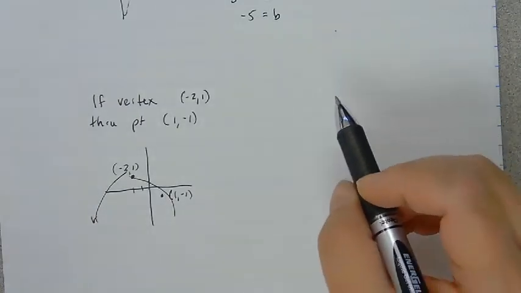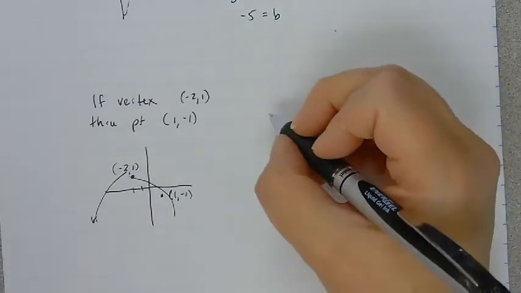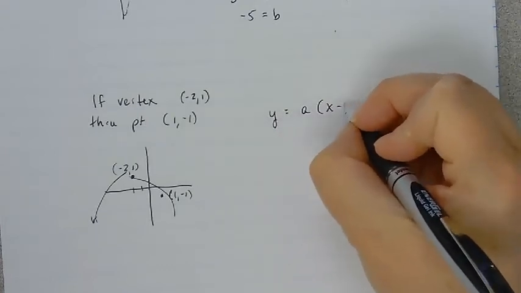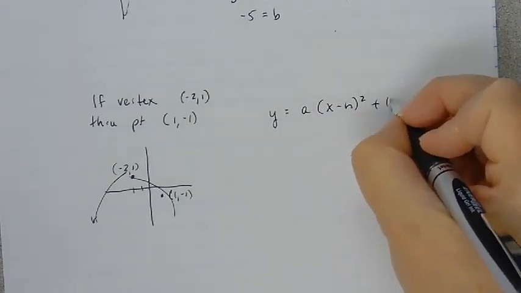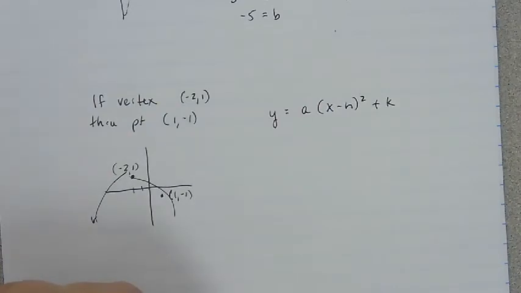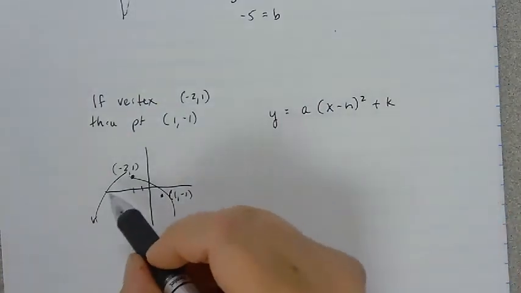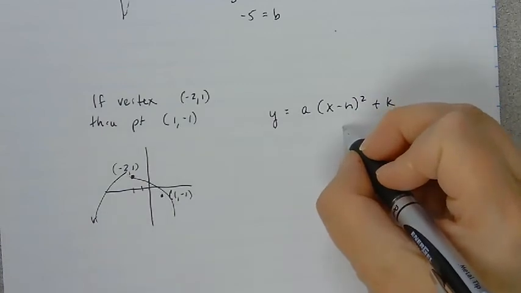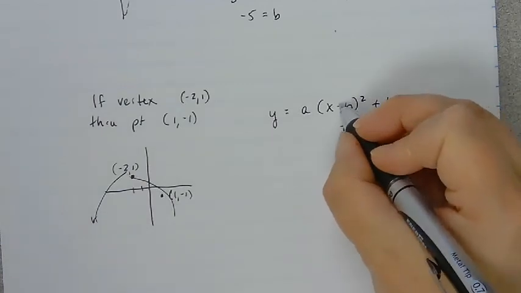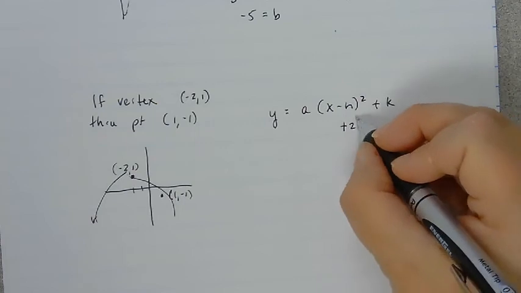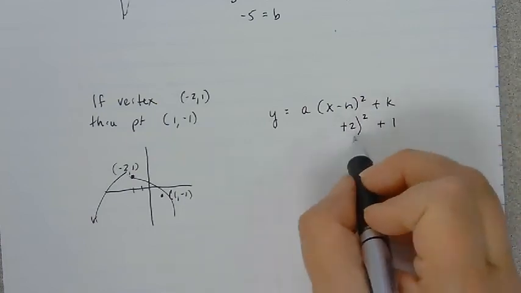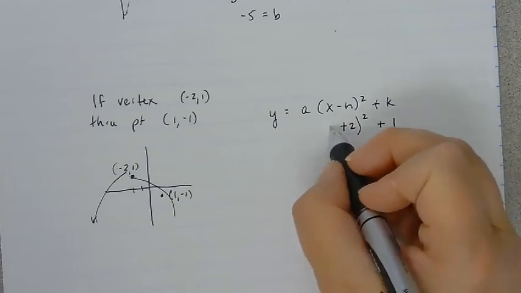So since I know the vertex and I know a point, I'm going to use the vertex form, which is y equals a times x minus h squared plus k. So in this particular case, I know the vertex is -2, 1, so in place of the h, I'm going to put a +2 because it's always the opposite direction. And in place of the k, I'm going to put a 1 because it's going 2 to the left and 1 up.